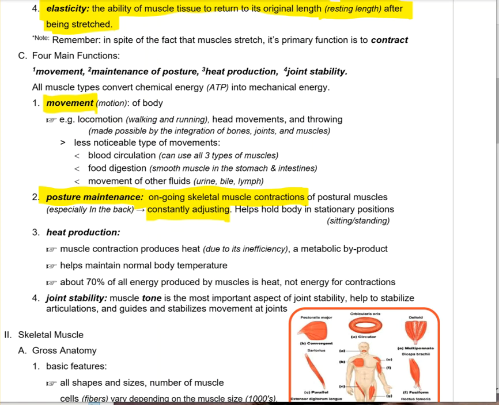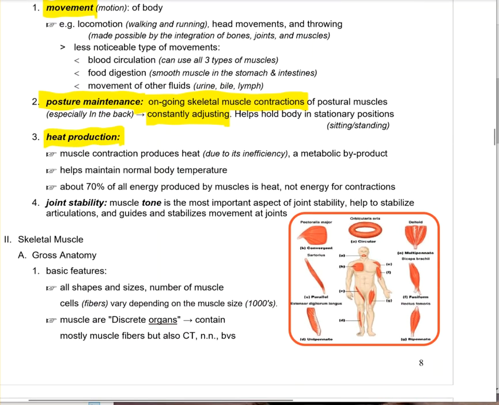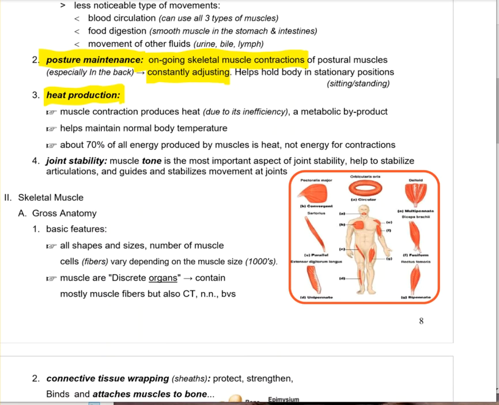Then we get to our third one here, heat production. Now, you may remember this from intro bio as well. When we make ATP and we use that ATP to do things, we often have heat as a byproduct. Most reactions of our body are not super efficient. They might only be 25-30% efficient. So muscle contraction produces heat due to its inefficiency. All right, but this is a good thing. This isn't bad because it helps maintain normal body temperature.